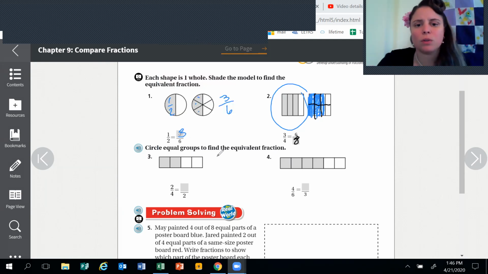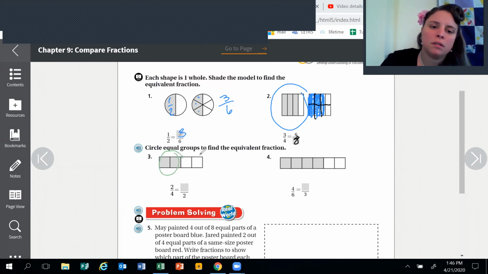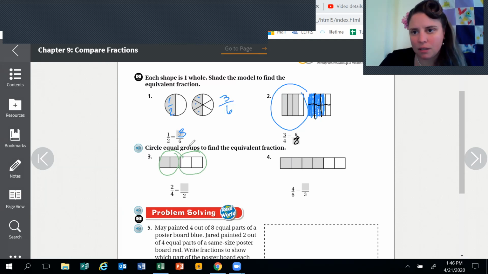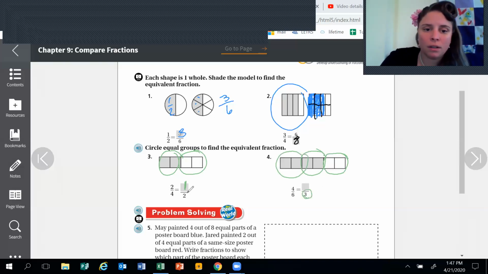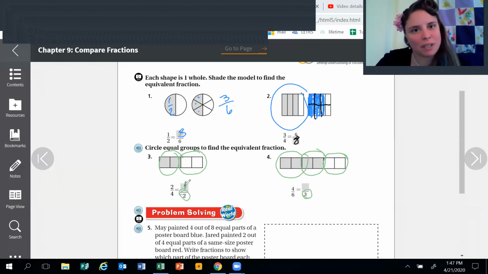It says here, circle equal groups to find the equivalent fraction. So 2/4 is the same as, we made equal groups. What's it the same as, guys? 1/2. And for this one, we can't do it in half, so we have to figure out a different kind of group. I'm actually going to go with this. That looks like it can be a group. That can be a group. And that can be a group. And the nice thing is down here, it's kind of giving you the answer of how many groups you need to make. So now, how much is shaded? 4/6 or 2/3.